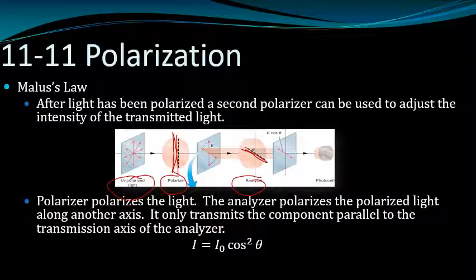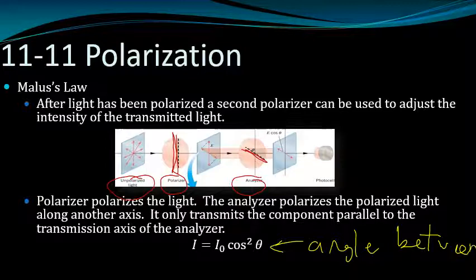The polarizer polarizes the light. The analyzer polarizes the polarized light along another axis. It will only transmit the component parallel to the transmission axis of the analyzer. And the formula to figure out the intensity of light after the analyzer is I equals I0 cosine squared theta, where theta is the angle between the two polarizers, or between the polarizer and the analyzer.